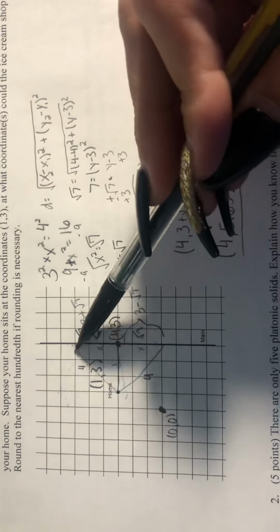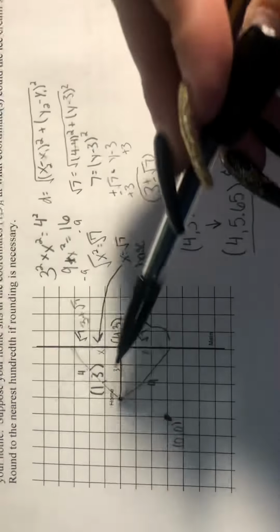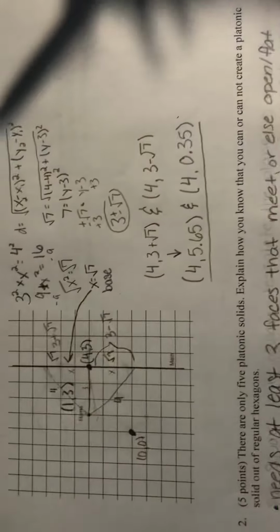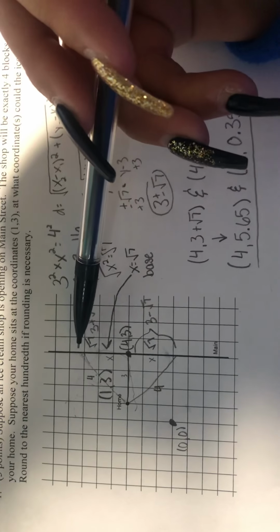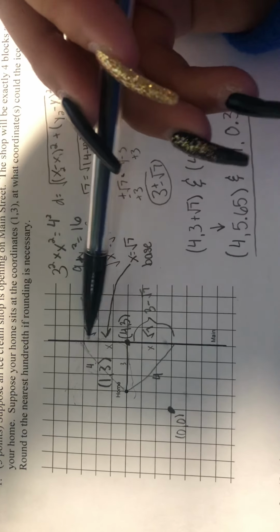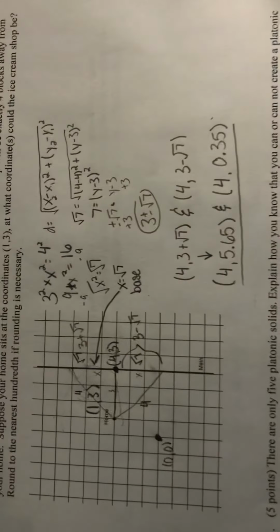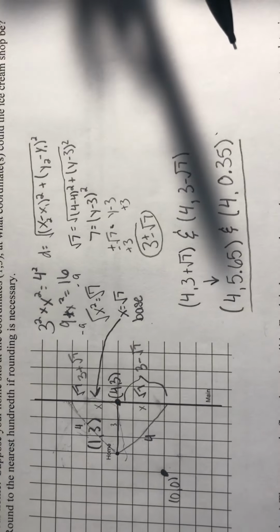And since it has to be 4 blocks away, the hypotenuse is equal to 4, and then the height of these triangles is equal to 3. I then used the Pythagorean theorem to find out that y on this line is equal to radical 7. I then used the distance formula and I plugged in the numbers that I had.